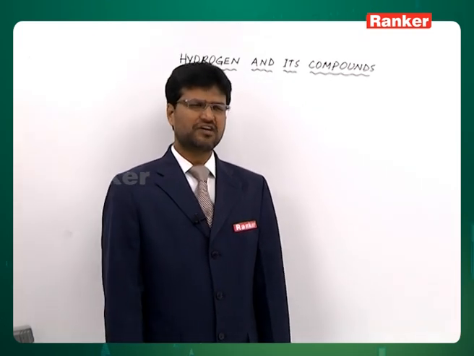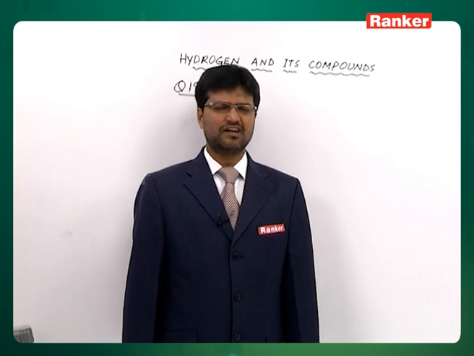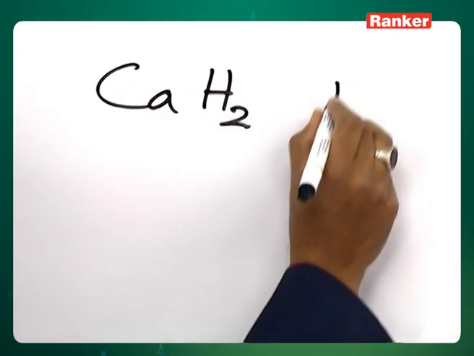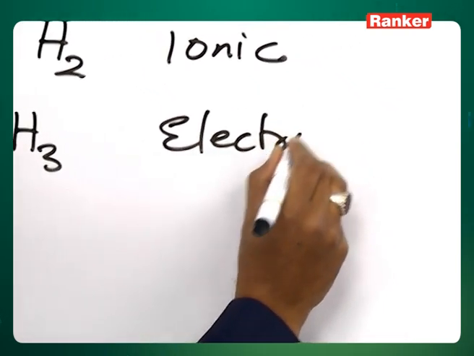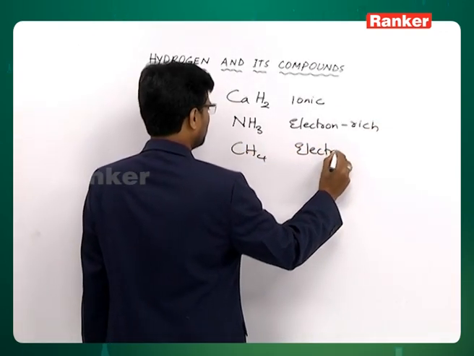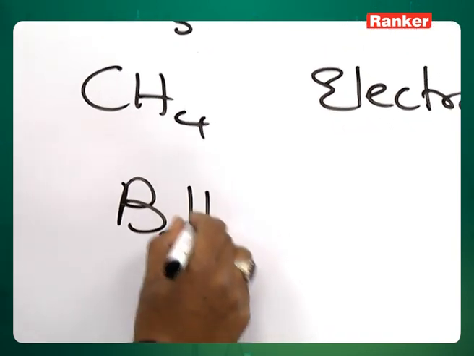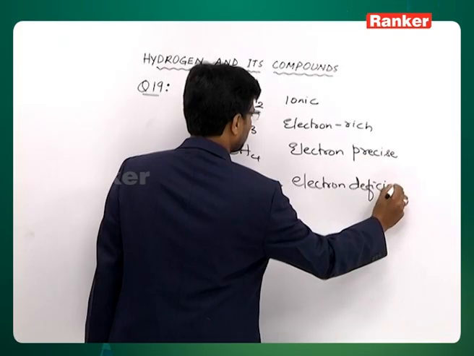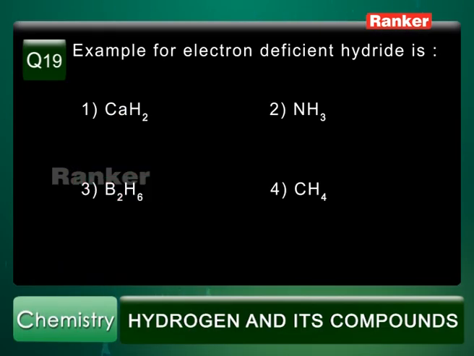So B2H6 is an electron deficient hydride, while ammonia is an electron rich hydride, methane is an electron precise hydride, and calcium hydride is an ionic hydride. CaH2 is ionic hydride, ammonia is electron rich hydride, methane is electron precise hydride, and B2H6 is electron deficient hydride. The correct answer therefore is third option, B2H6.